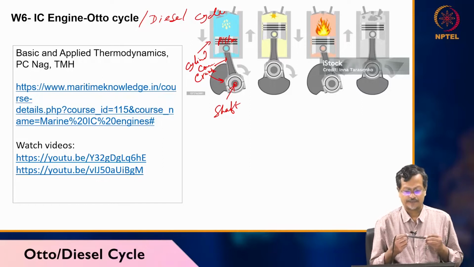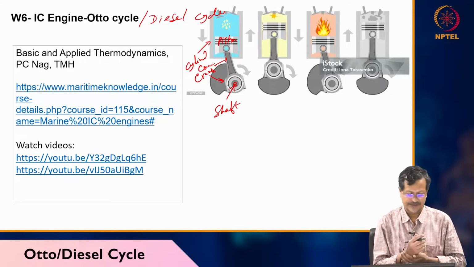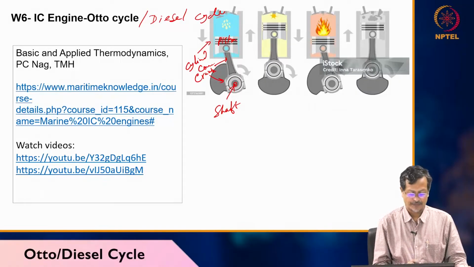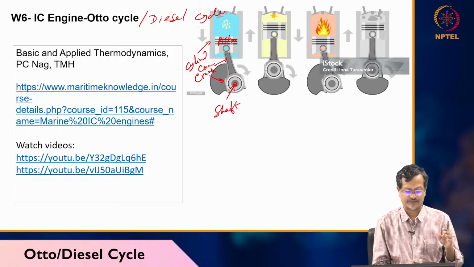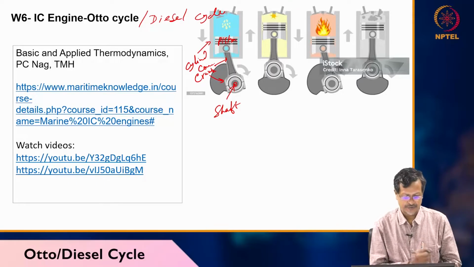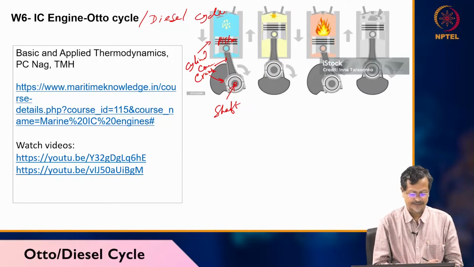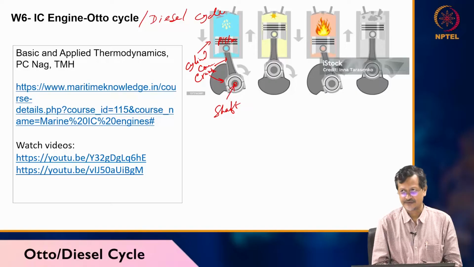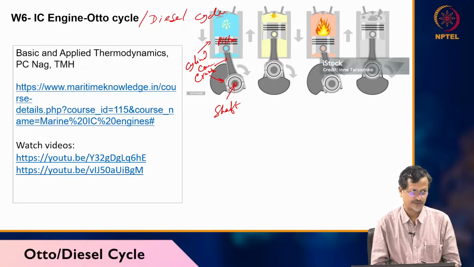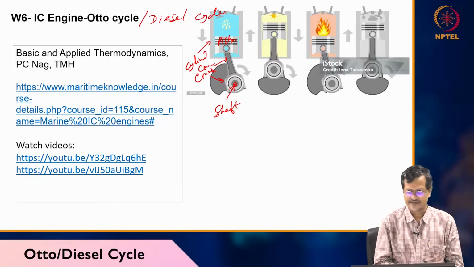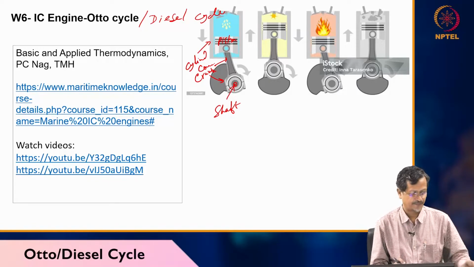Now, what are the different cycles there are? What are the two-stroke engine and four-stroke engine? I will discuss. And these topics I have taken basically from the Basic and Applied Thermodynamics book and some internet sources, plus you can watch several videos available on YouTube. So, you can just Google. I have given 2 links, but there are many videos available, so you can watch.